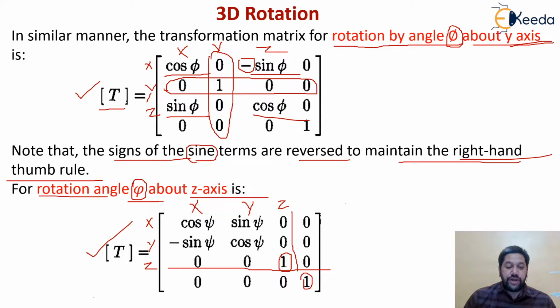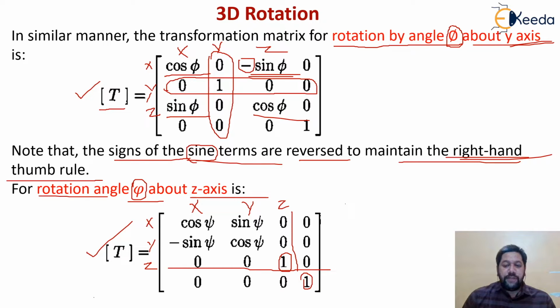It is similar for the z, and it is similar for the x also. For x also we have the sequence cos theta, sin theta, minus sin theta and cos theta. Only for the y can we find the difference here. Only for the y, cos phi, minus sin phi is there, and then I'm having sin phi and cos phi. So why only for y is there a change? The plus and minus signs of the sin terms are reversed only to maintain the right hand thumb rule.